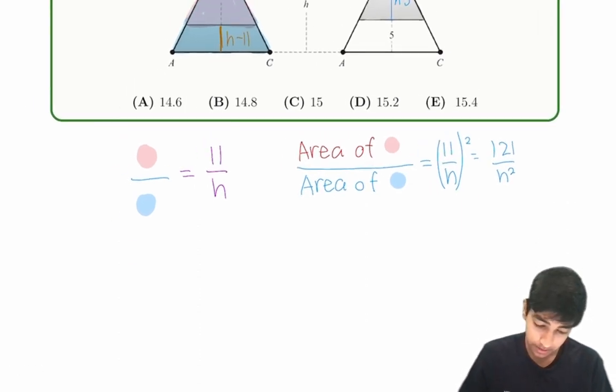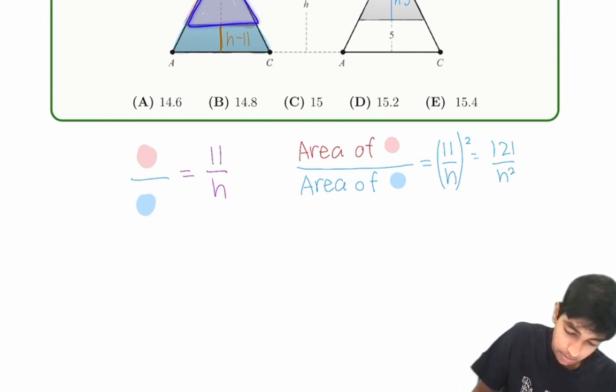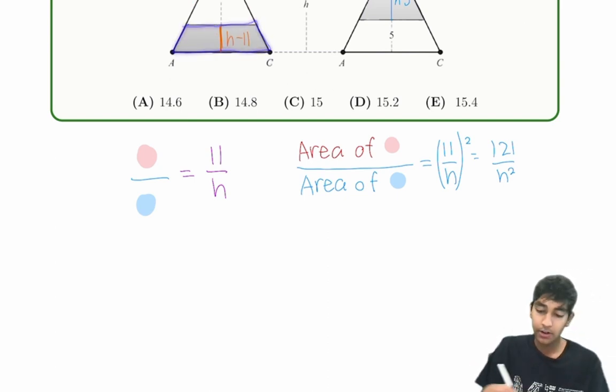Okay, so that's the ratio of the red triangle to the blue triangle. But we're looking for, let's erase the red and blue, we were looking for the ratio of this shaded region to the area of the entire triangle.